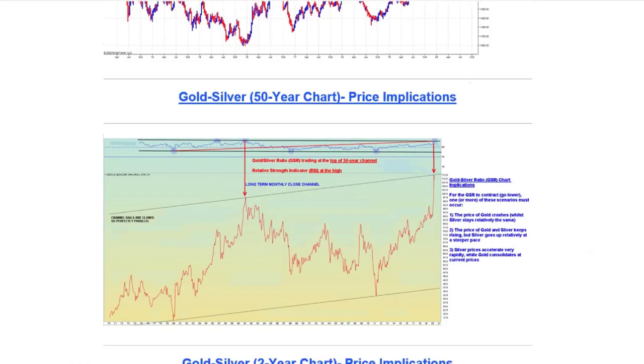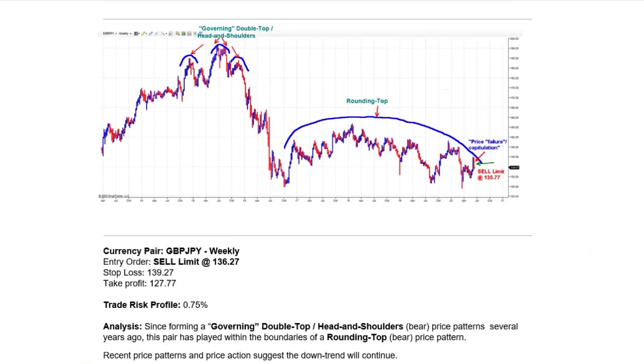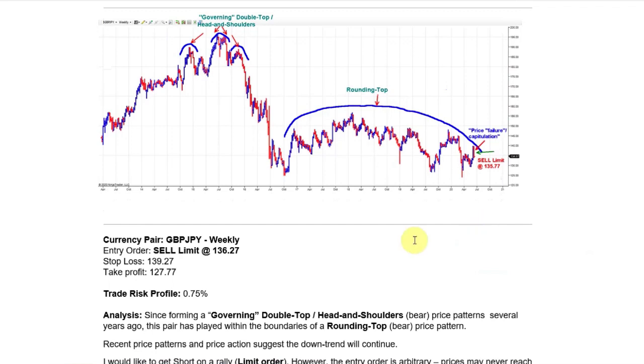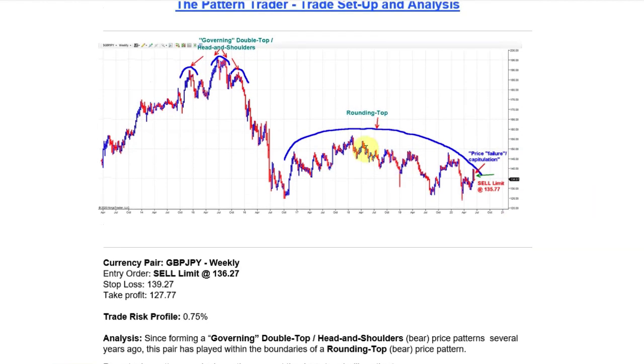But really what I want to focus on for the purpose of this presentation is the trade that I recommended on the British pound versus the Japanese yen just a few days ago. Again, it was sent out on the 14th. You'll see that based on this sell limit order recommendation, the trade was triggered 2 days later, and I'm going to talk about that also. So you can see in this chart that I was referencing in my email, we had several price patterns.